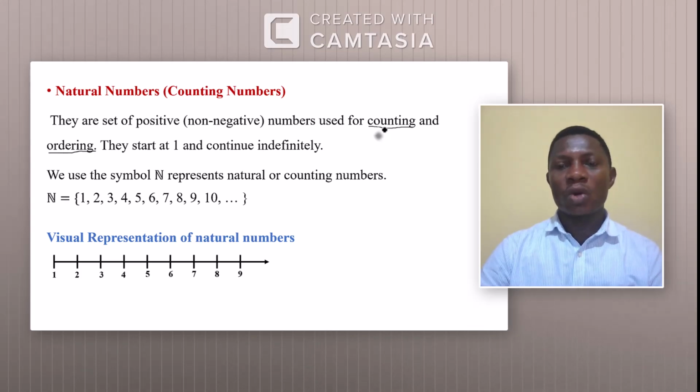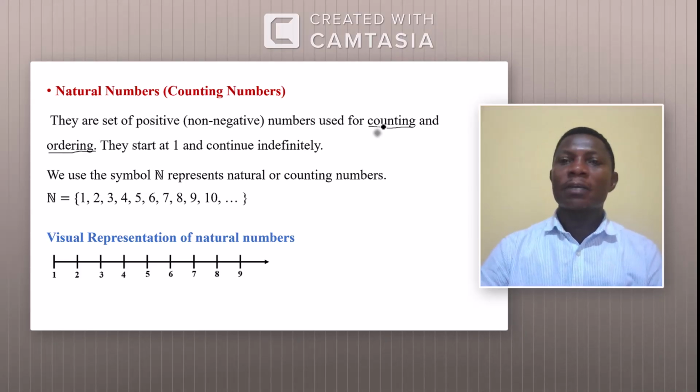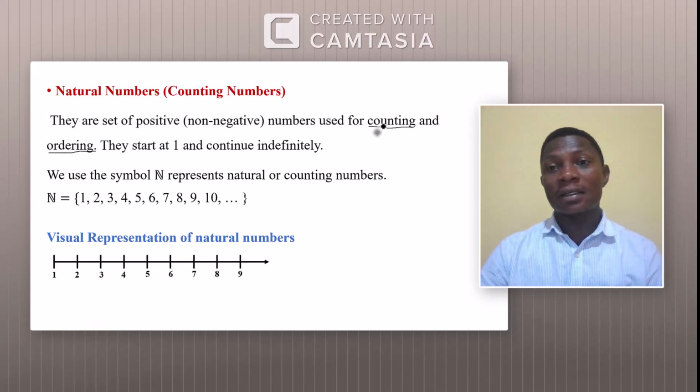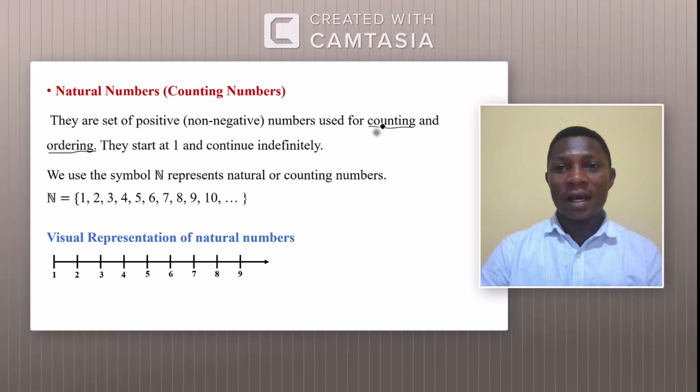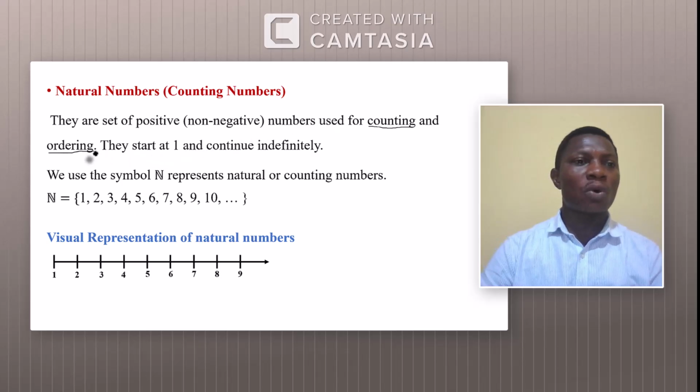Now we all know counting. Counting, we can talk about the number of students in the class, the number of teachers in the school, the number of exercise books in your bag, the number of pens you have. So that's counting. And also for ordering.